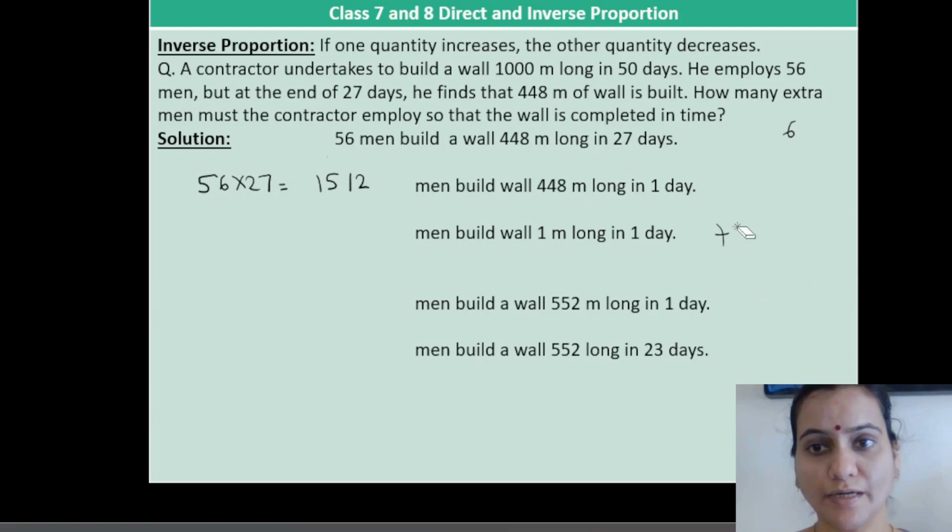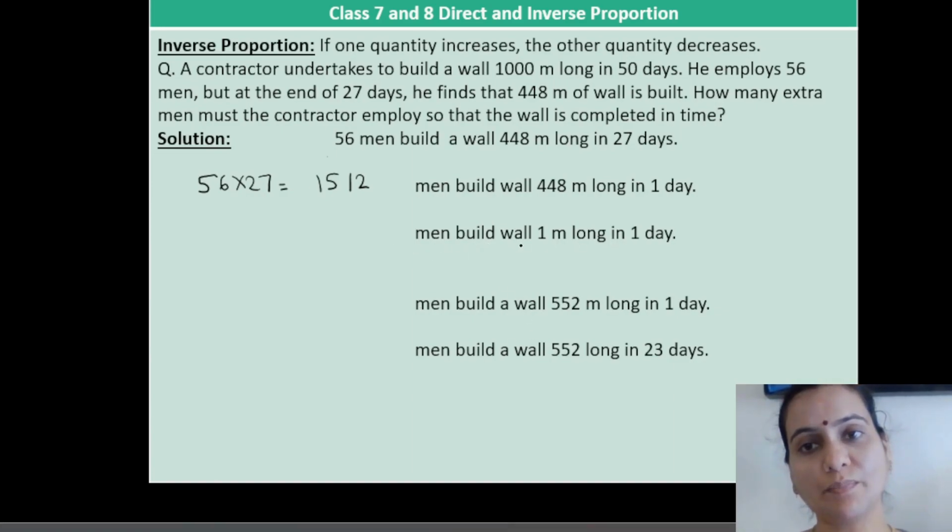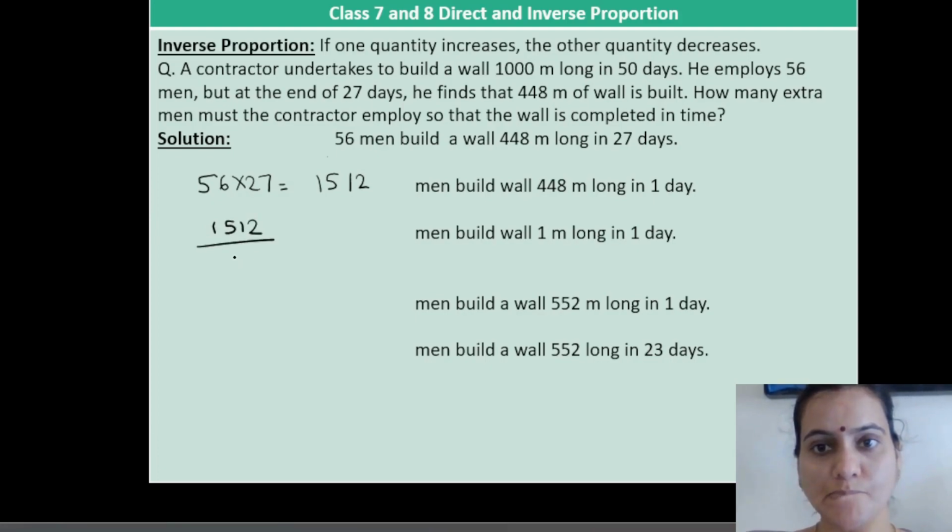So now we will try to find out how many men. Again, we will break this down, because ultimately we are trying to find out for the remaining wall, that is 552 meter long wall, how many men will be required. So we will bring this wall length down to 1 meter. How many men will be required to build a wall 1 meter long in one day? So 1512 divided by 448 will give us the number of men required to build a wall 1 meter long.